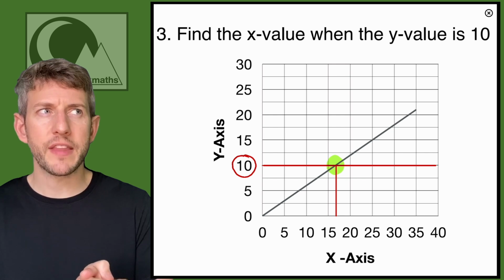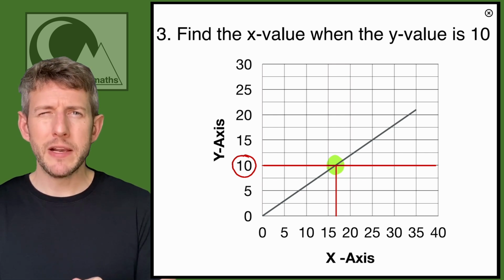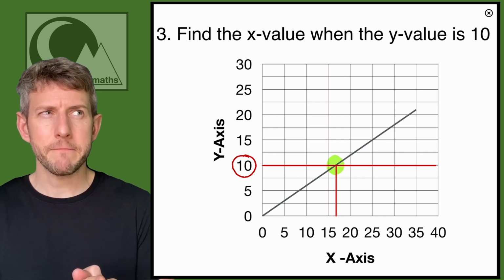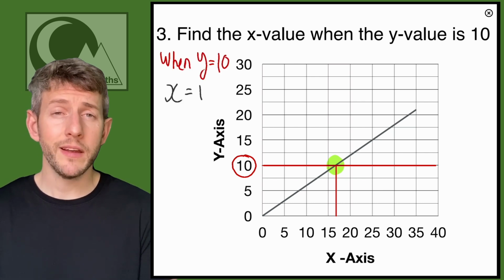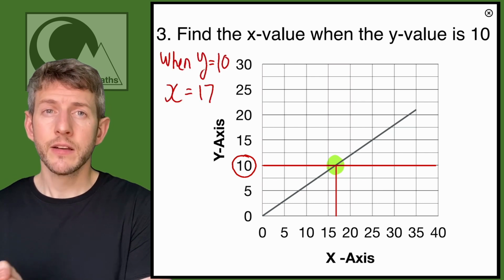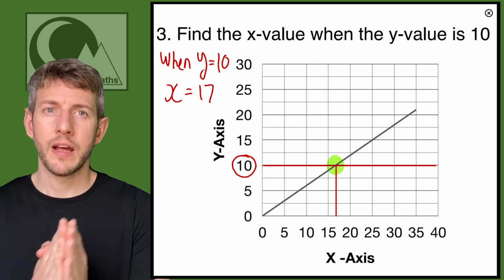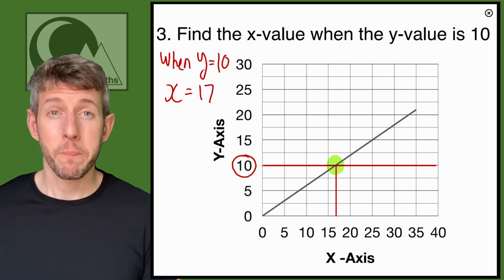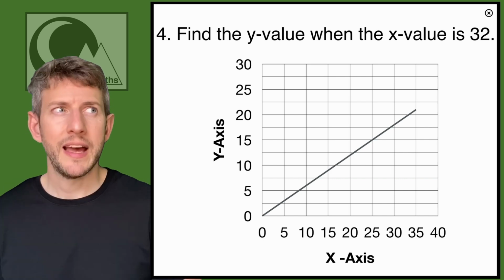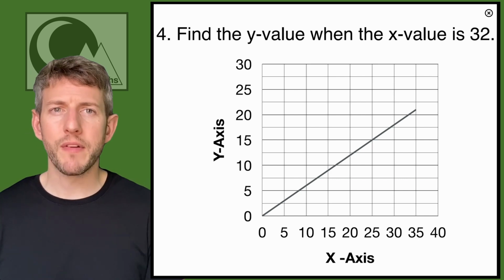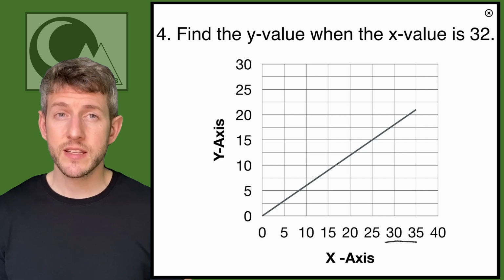Okay, so I think the x value here looks like it's about 17. So we know that when y is equal to 10 on this graph, x will equal 17. Okay, let's have a look at one more. Question 4 says find the y value when x is 32.